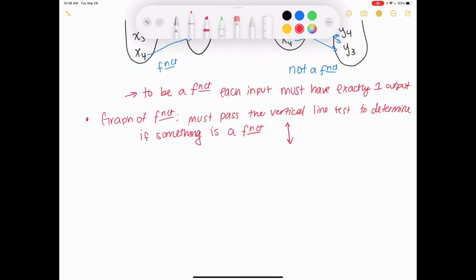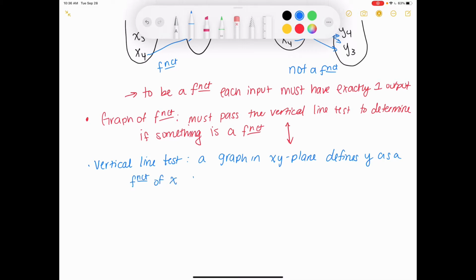Okay, so the vertical line test: a graph in the xy plane defines y as a function of x if and only if no vertical line intersects the graph in more than one spot. Or I guess I should say point to be a little more accurate.